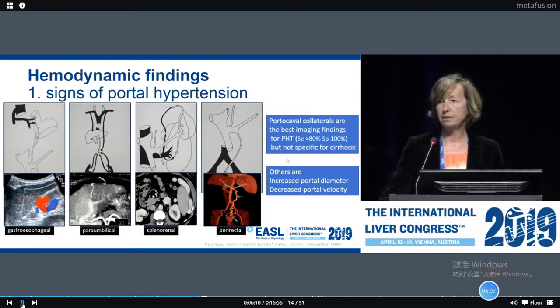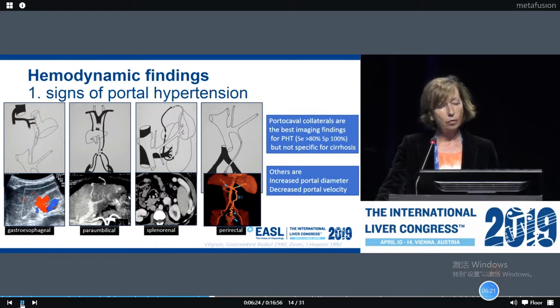several signs have been described. Briefly, it is interesting to split them into, first, the signs of portal hypertension, and then some signs that are more specific for cirrhosis. What are the best signs for portal hypertension?